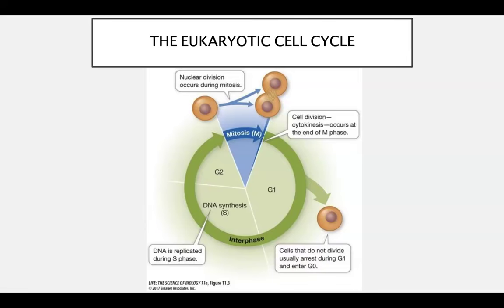G0 is known as the cell arrested phase. If a cell is not destined to divide any further, it usually leaves the cell cycle and stays in G0 until it gets a signal to divide. Most cells stay in G0. However, within interphase, you have G1, S, and G2, which is all about preparation for cell division.